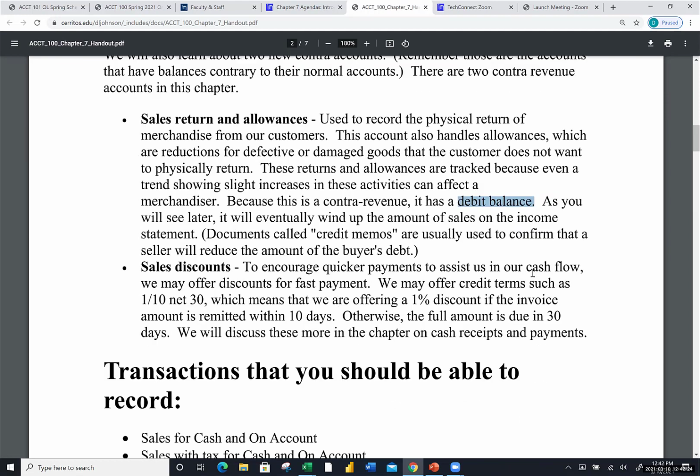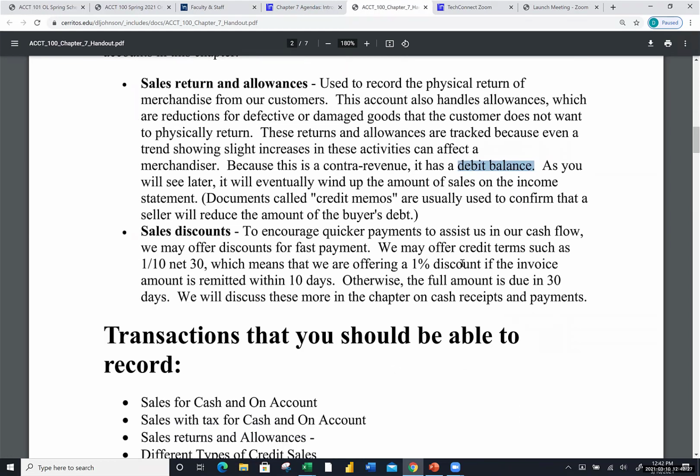And then if you read the chapter, this will look familiar to you. If you didn't read the chapter, it's going to look like, I call it a funky fraction. So on invoices, you're going to see these things that kind of look like a funky fraction. And what that means is the seller is offering a 1% discount if you want to pay your bill early, within 10 days. So in order to encourage people to get their cash in quickly, some sellers, actually many sellers, offer a discount for paying early. Otherwise, the whole thing's due in 30 days. When that discount is taken, it goes to this brand new contra account called sales discounts.